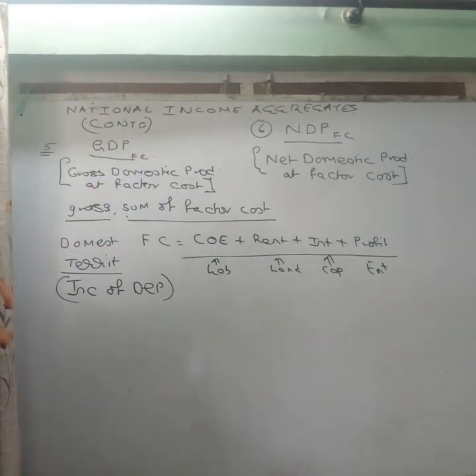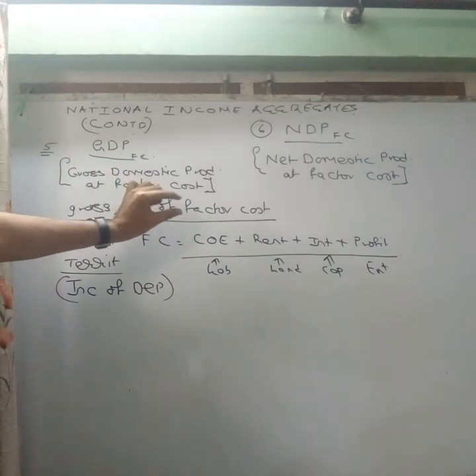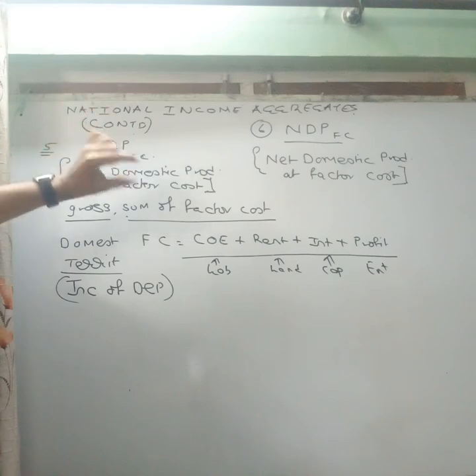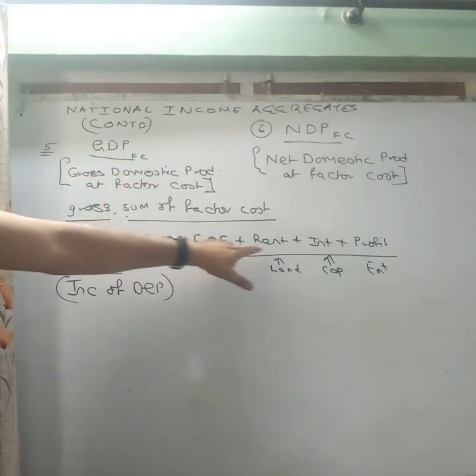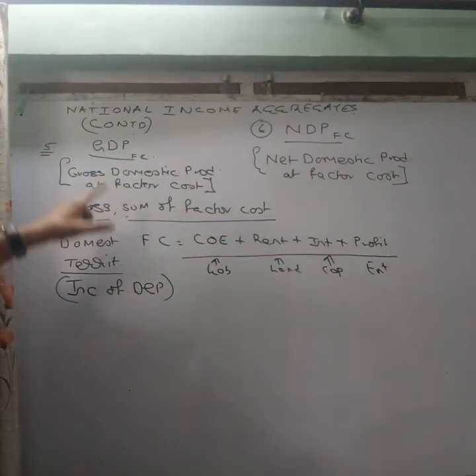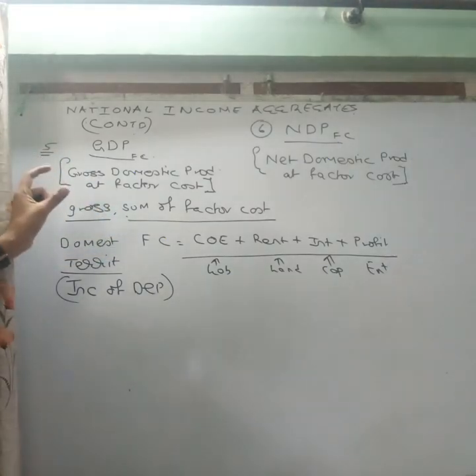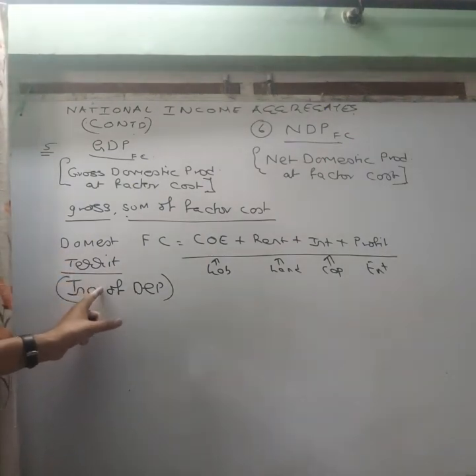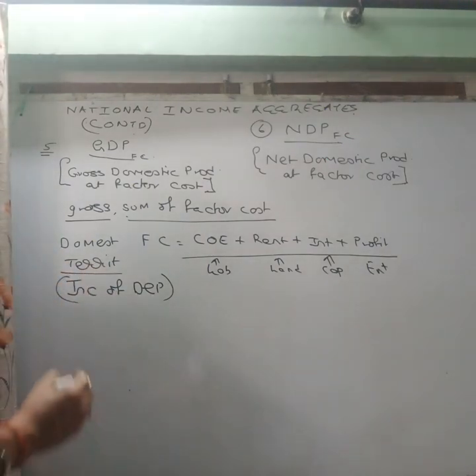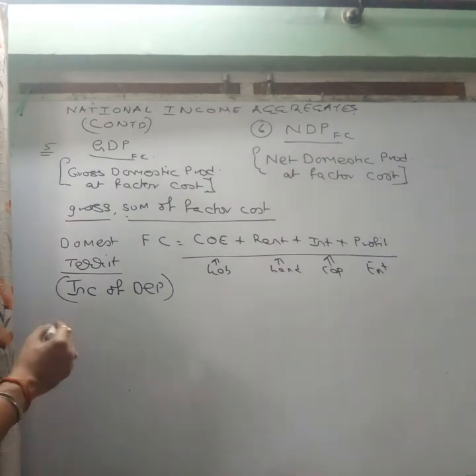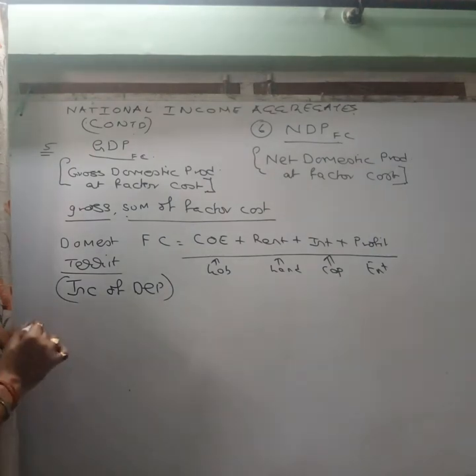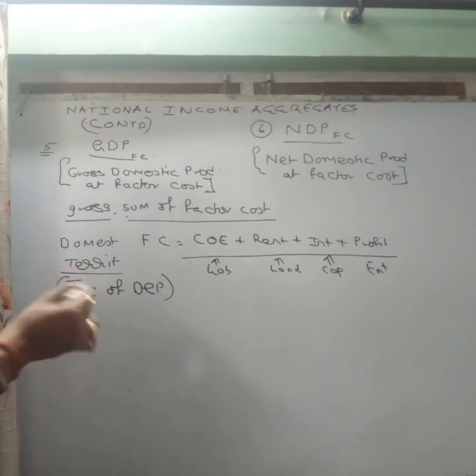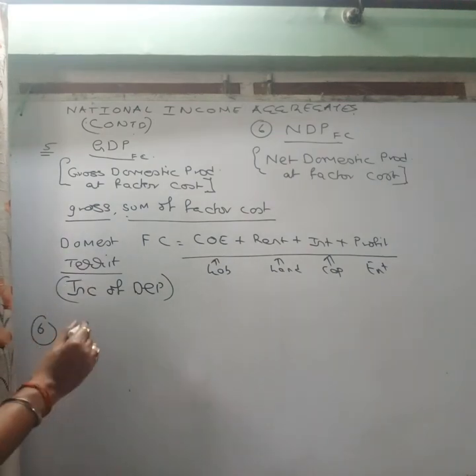What is GDP at factor cost? So GDP at factor cost is nothing but sum of the factor costs, or the total of the factor cost, which is all these four which are involved in the manufacturing of the final goods and services within the domestic territory, and importantly, it is inclusive of depreciation.